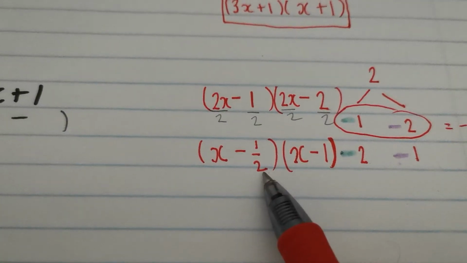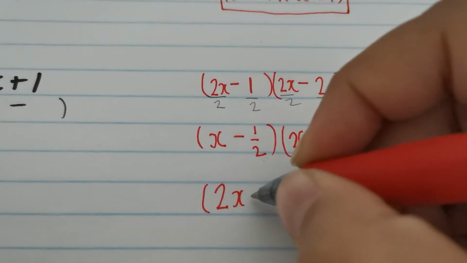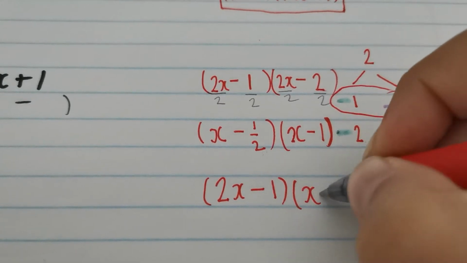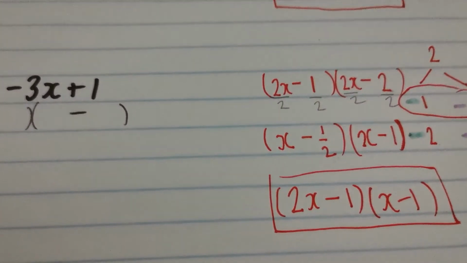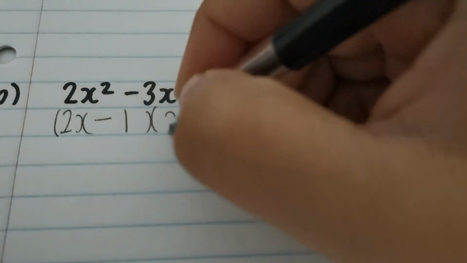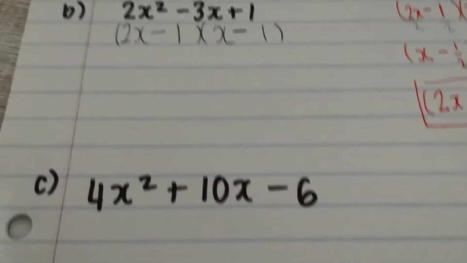Okay, we just don't want this 2 over there, so we're going to bump it to the front. Keep the rest as is. Okay, this is our answer. We're going to copy it over here. 2x minus 1, x minus 1. And there we go. Let's try one more.